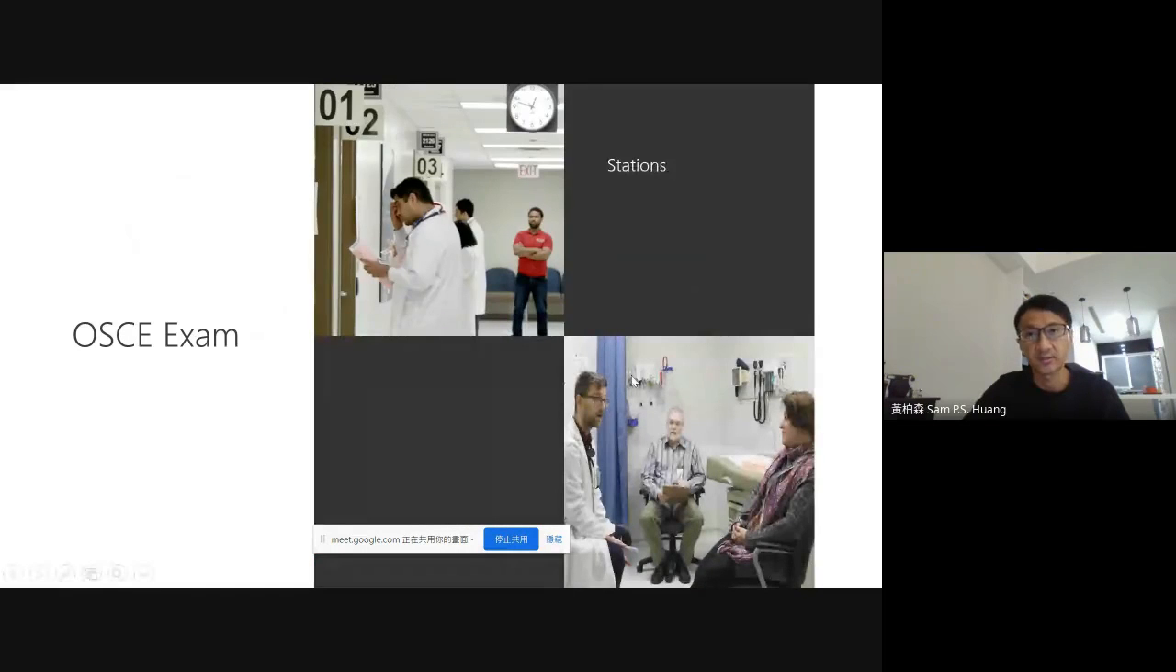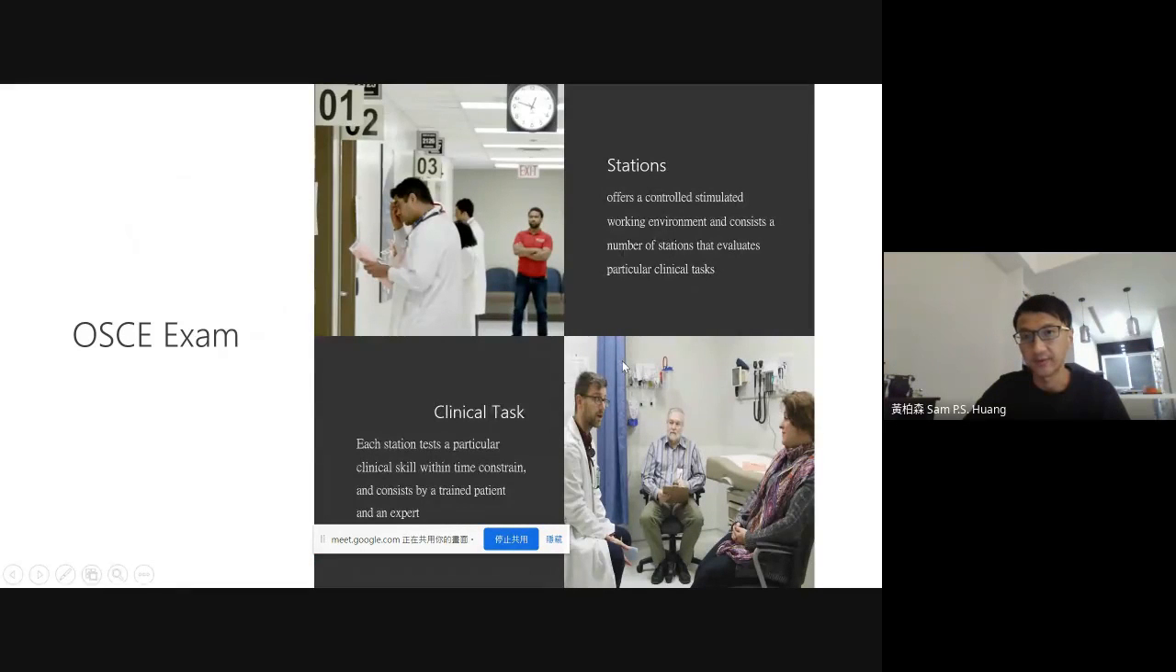And the exam looks like this. They will have different stations, and each station will have simulated conditions. Stations offer a controlled simulated working environment and consist of a number of stations that evaluate a particular clinical test. Each clinical test in each section, which you can see in the picture in different rooms, tests a particular clinical skill with a time constraint and consists of a trained patient and an expert.